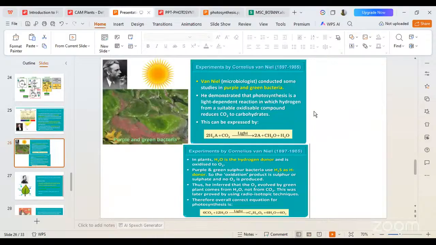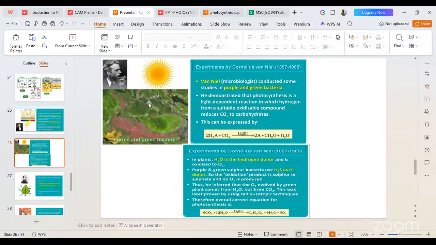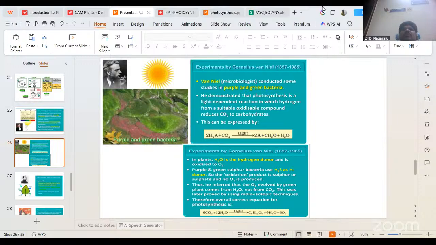Okay, and you know the oxygen evolves from the water molecule, not from the carbon dioxide. That was proved by the Hill reaction. You know the Hill reaction. Okay, what experiment did he do? He supplied H2S instead of water. You know sulfur bacteria, purple sulfur bacteria, non-purple sulfur bacteria, absorb the H2S.